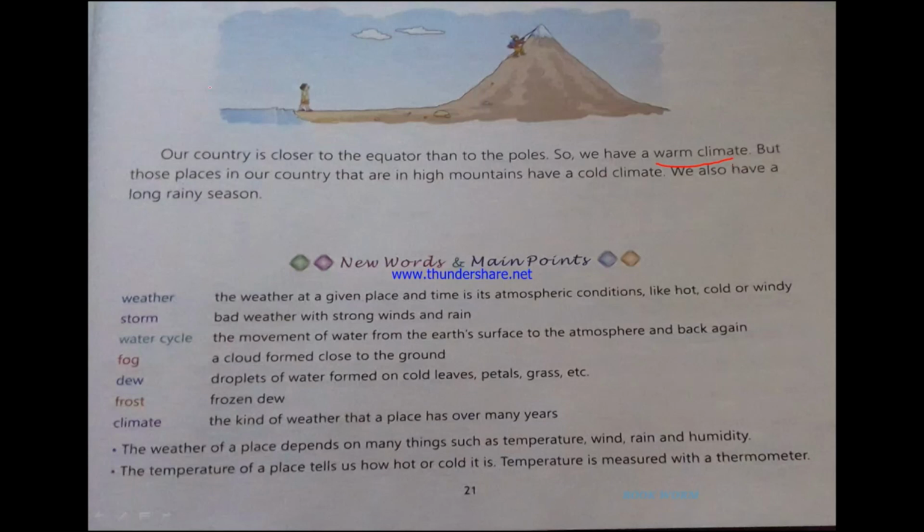So this is the end of our chapter, weather and climate. After this we'll be starting a new chapter, but before that we will complete the remaining exercises of the chapter. And that's all for today.